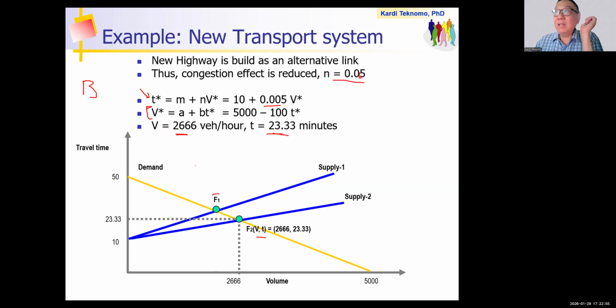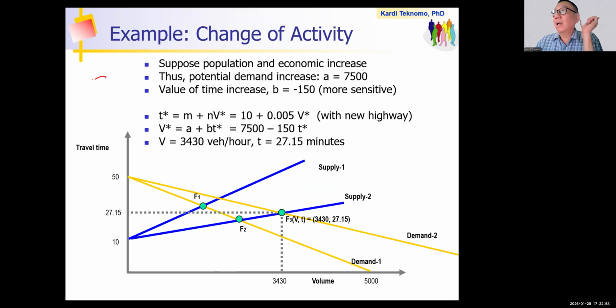Now what happens if we have scenario C here? In scenario C, suppose after some time the population and economy increase. Because population increases, the potential demand also increases, from 5,000 a while ago to now 7,500. Because the economy increases, the value of time also increases, so B goes from minus 100 to minus 150. So demand becomes more sensitive.